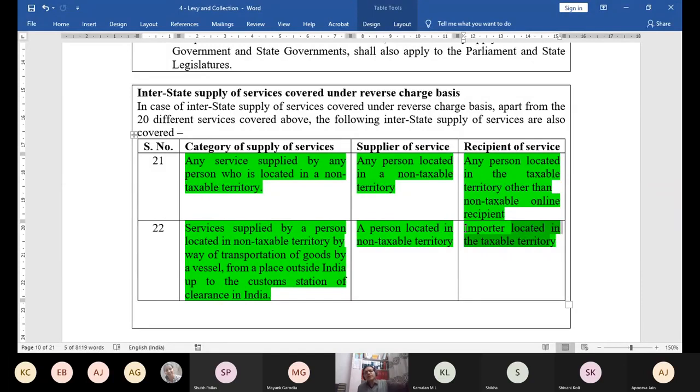One supplier is outside India, another person is in India, and by default all supplies which are from outside India are treated as interstate. Please raise your hand if these two are also clear.